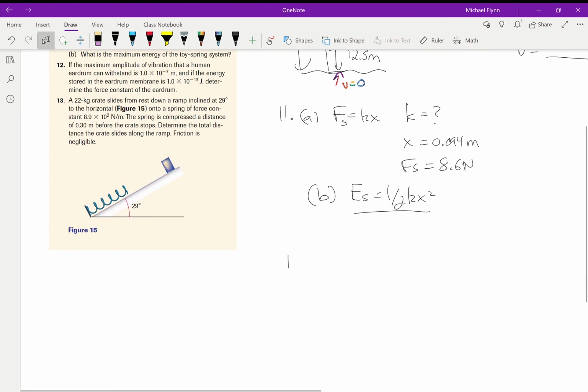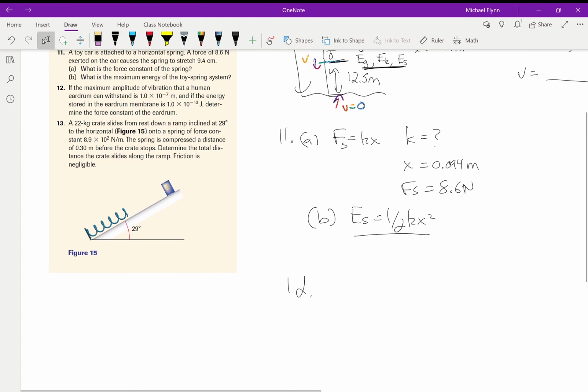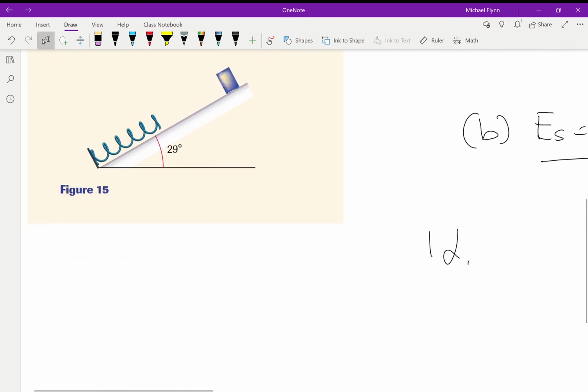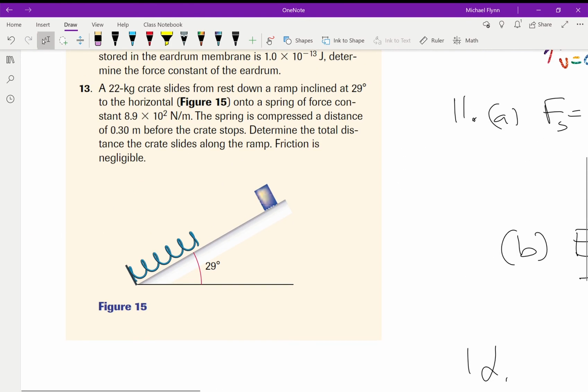All right, number 12. The maximum amplitude of vibration that a human eardrum can withstand is 1 × 10⁻⁷ meters. Wow, that's kind of small. It's a tenth of a micron. Okay, and if the energy stored in the eardrum membrane is 1 × 10⁻13 joules, what is the force constant of the eardrum? Are you seriously asking me this question, guys?